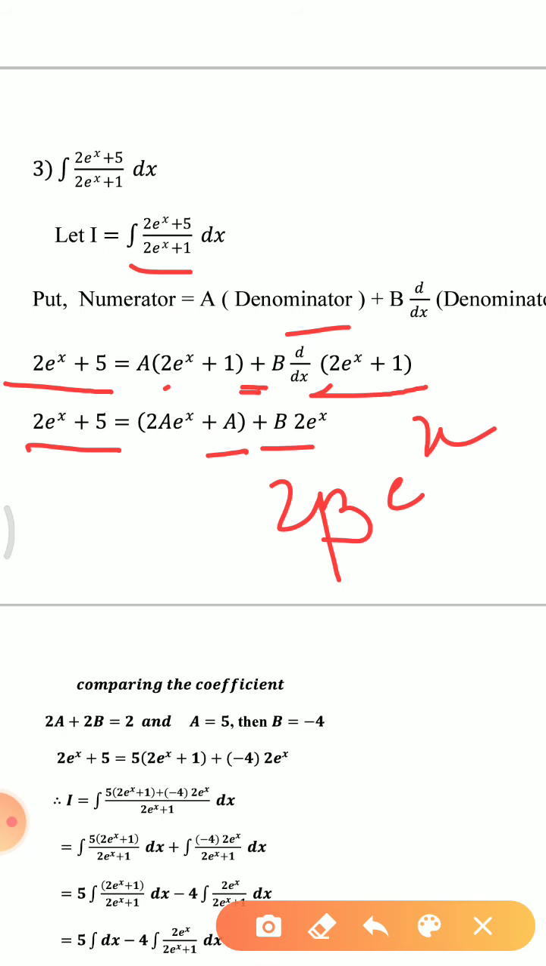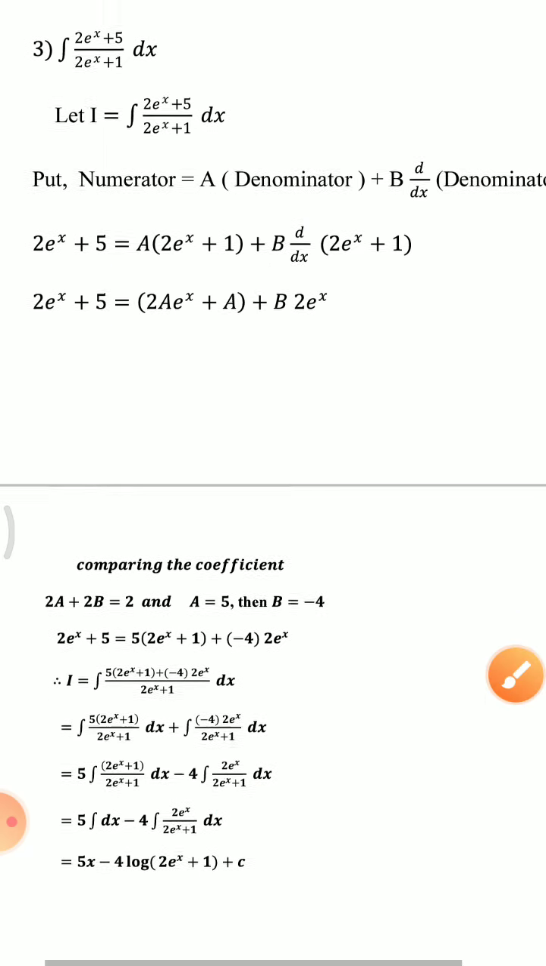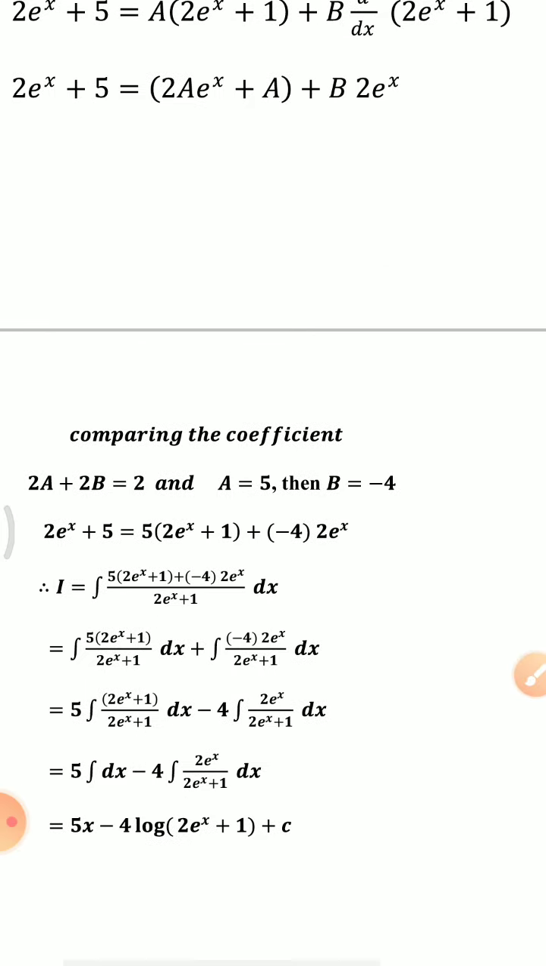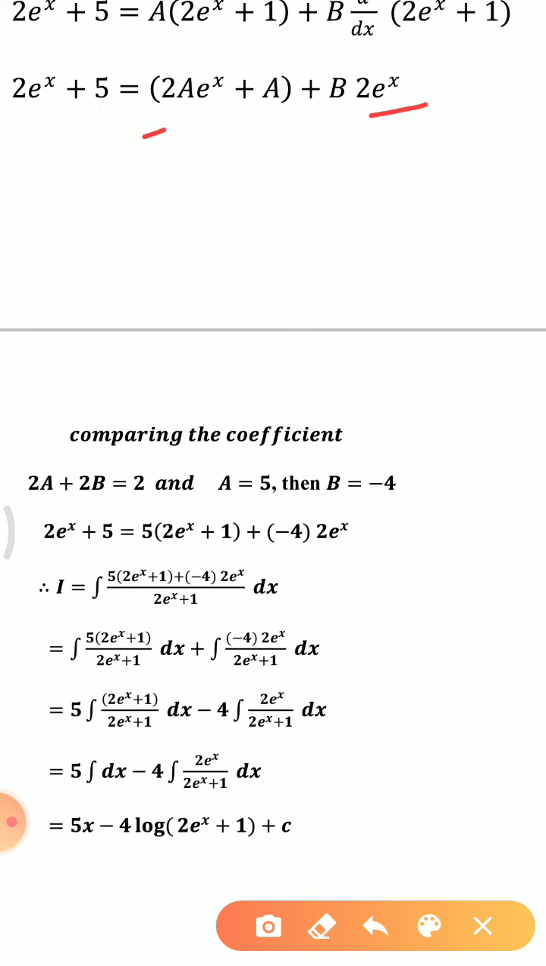Then next, comparing the coefficient of e raised to x. See this, 2a e raised to x plus 2b e raised to x, that is 2a plus 2b, and in the LHS also we have 2 e raised to x. That means 2a plus 2b is equal to 2, and in the remaining part only a is a constant, that is a is equal to 5. That is the value of a is equal to 5.